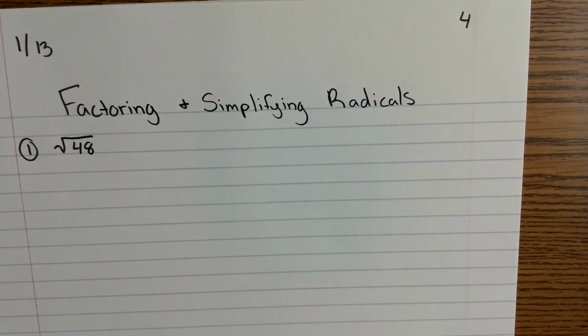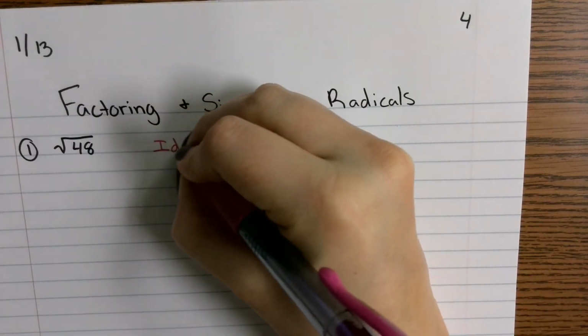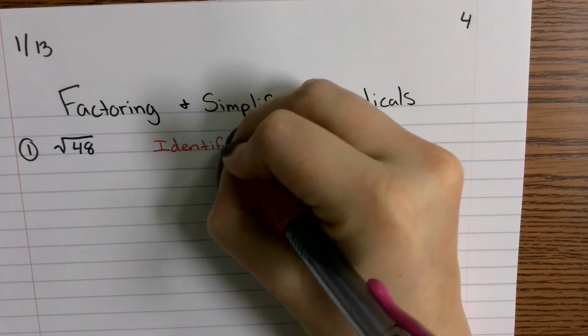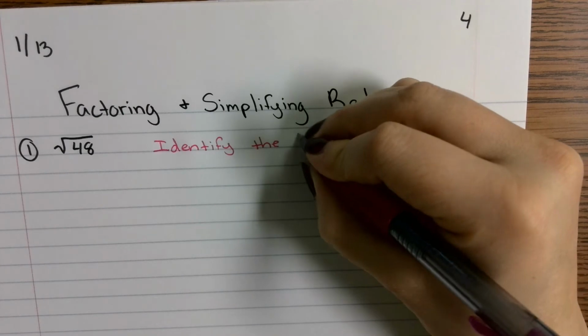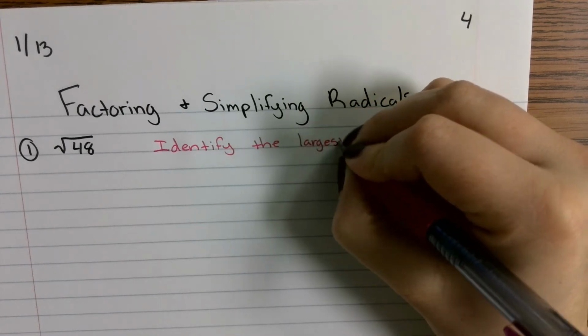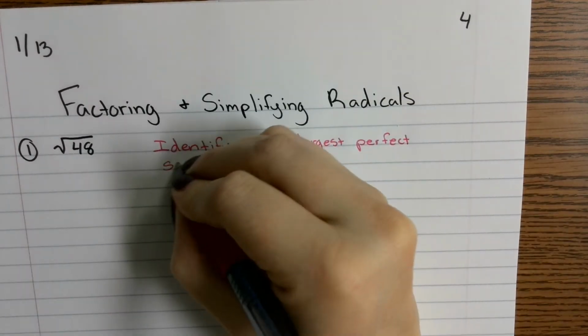So it's not a perfect square, but what you want to do in situations like this, when they tell you to simplify it, so you're not going to be using a calculator for that unit. You won't be trying to simplify them all the time. For the first few parts, you're going to be doing this without a calculator. And this is why you need to have your perfect squares memorized. You're going to identify the largest perfect square factor.